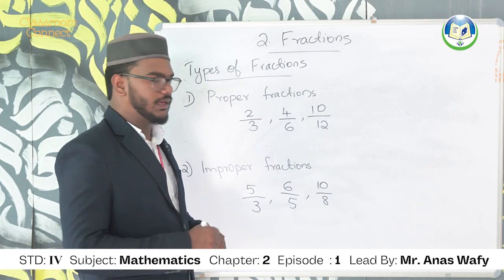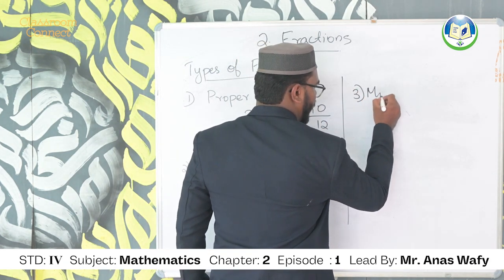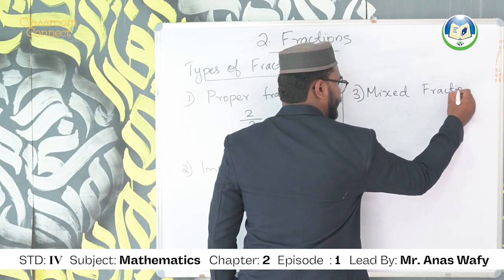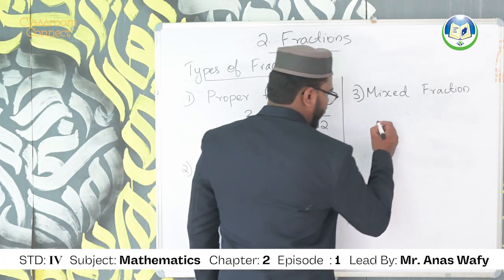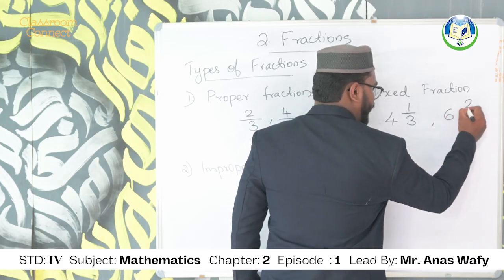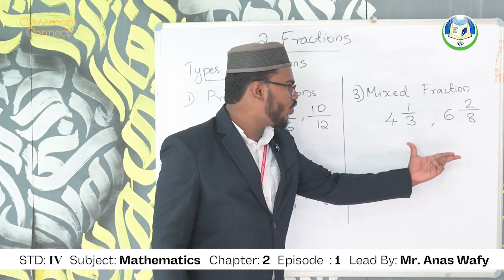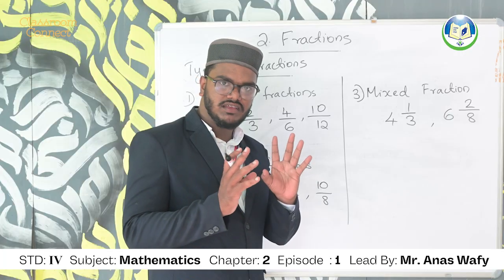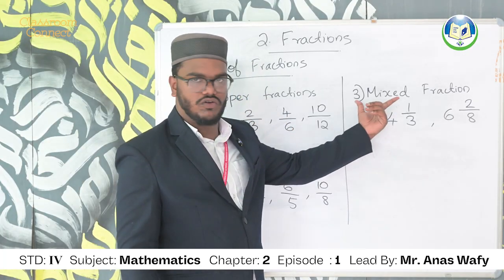There is one more type of fraction. It is called a mixed fraction. Okay, mixed fraction. This type of fraction will be like this. Here 4 1 by 3, 6 2 by 8. These two fractions are called mixed fractions. What is the meaning of mixed? Mixed means if any two kinds of things have been mixed, then it is called a mixture or mixed.